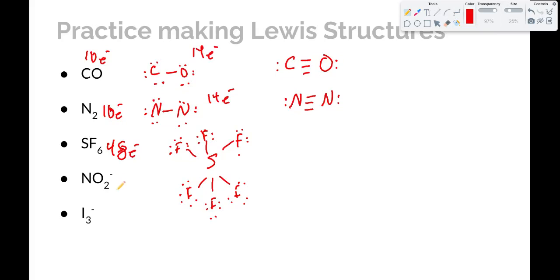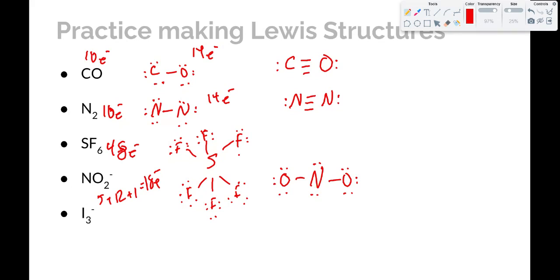NO2 minus. Our electron count is 5 plus 12 plus 1, which gives you 18 electrons. If we do a skeleton, N in the middle, 2 O's on the outside, fill octets, that gives us 2, 4, 6, 8, 10, 12, 14, 16, and then 20 with the 2 bonds.